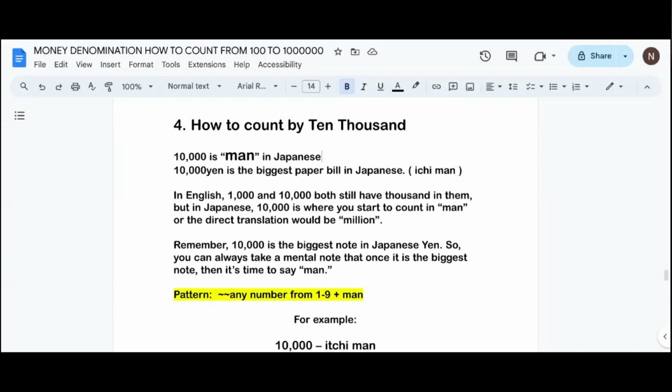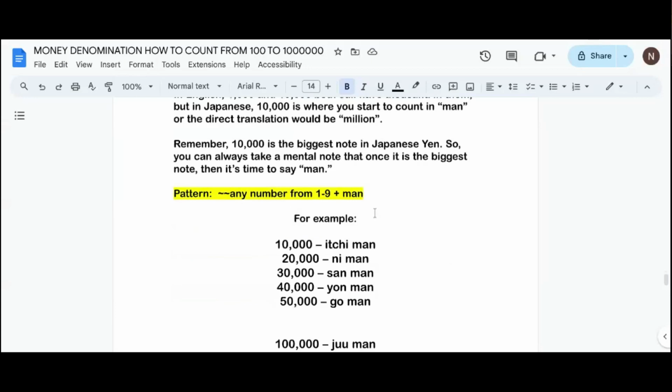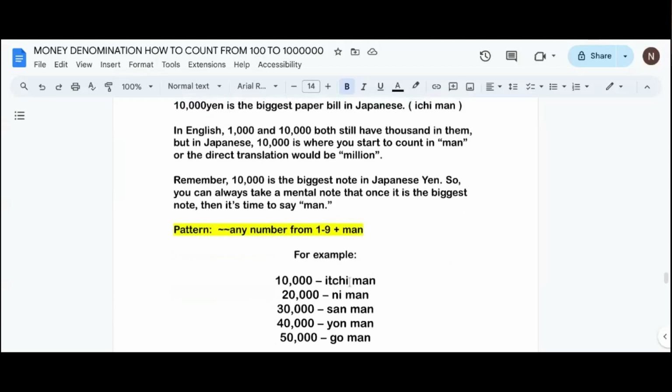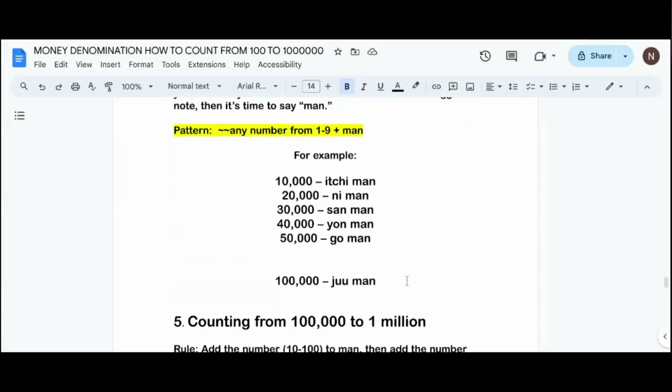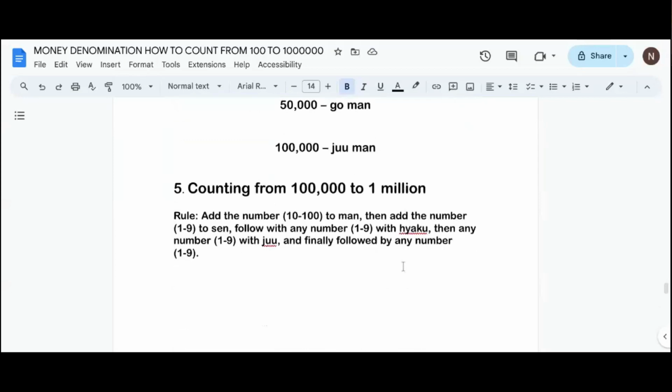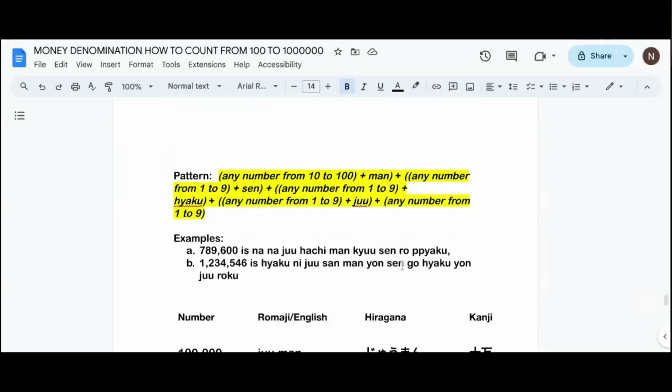Nijuman means 20 man. And then the same pattern, just add the man. Ichiman, niman, sanman, yonman. And then the rest is the same.